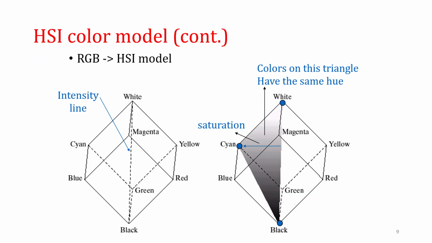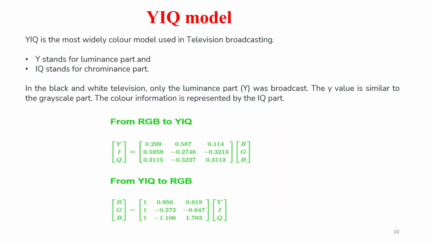Here is the conversion of RGB to the HSI model. Any model can be derived from the basic RGB. The intensity line is shown as a dotted line. Where we can see the saturation part, colors on this triangle have the same hue. So this is the color cube from which HSI can be derived.